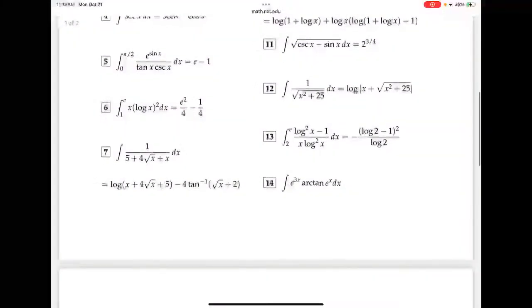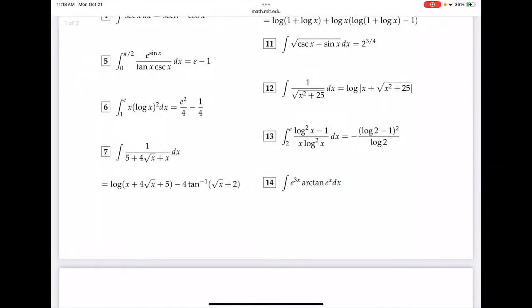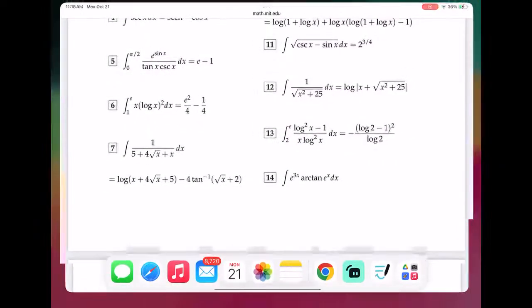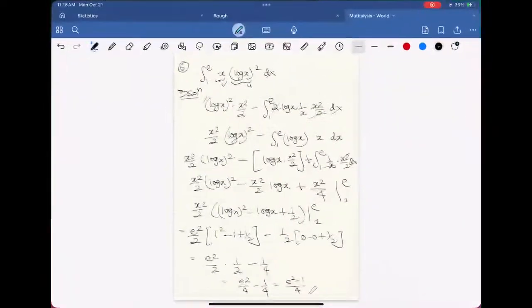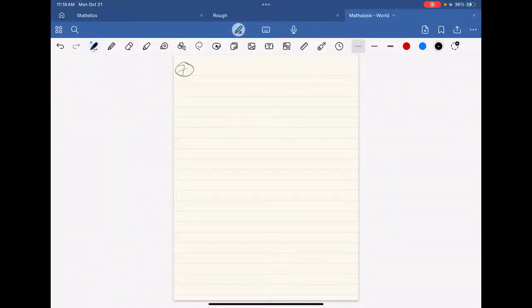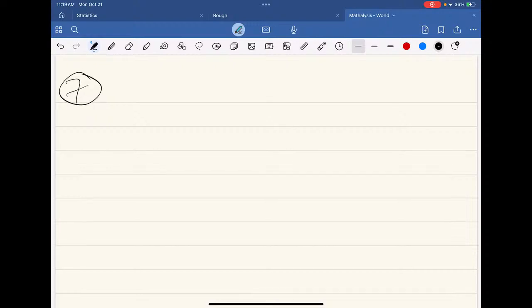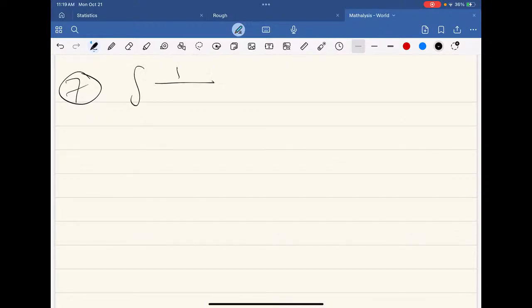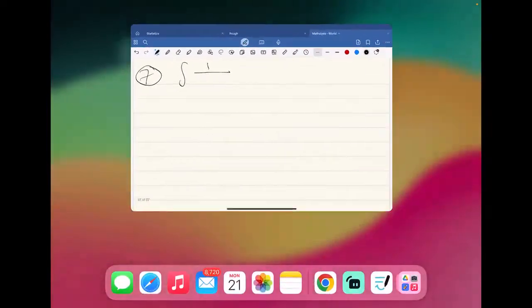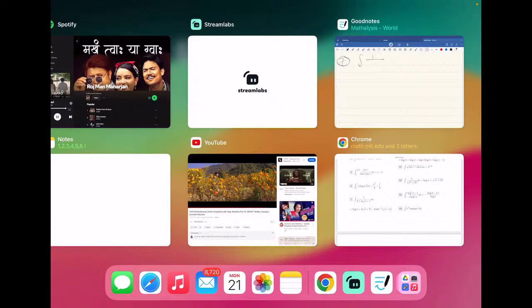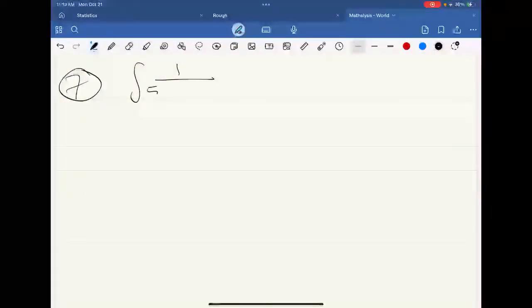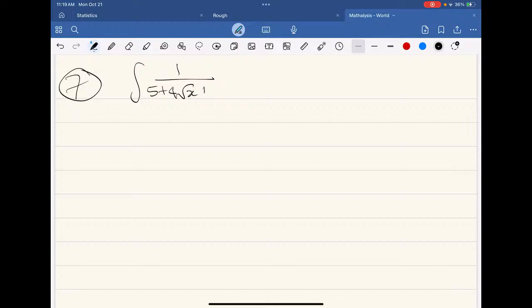Let's go to the next one, number 7. Integral of 1 by 5 plus 4 root x plus x dx. So number 7. Integral of 1 by 5 plus 4 root x plus x dx, right?